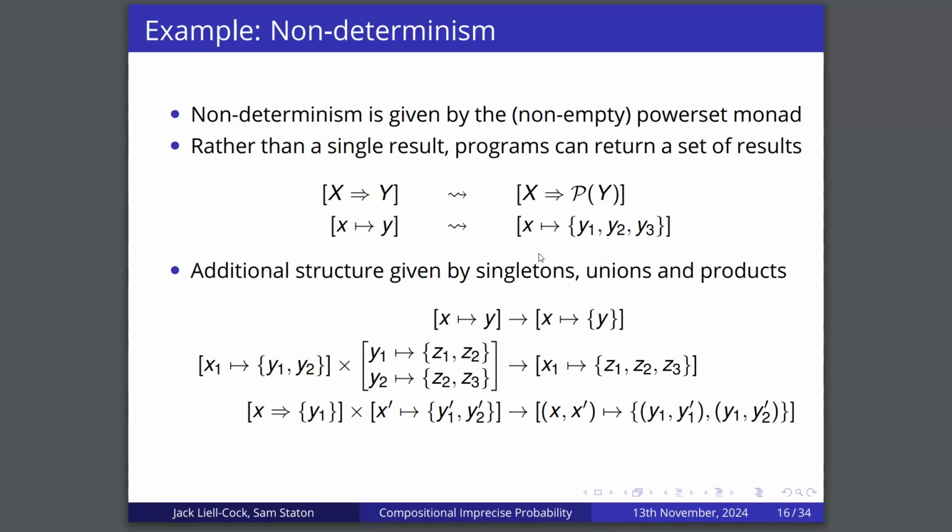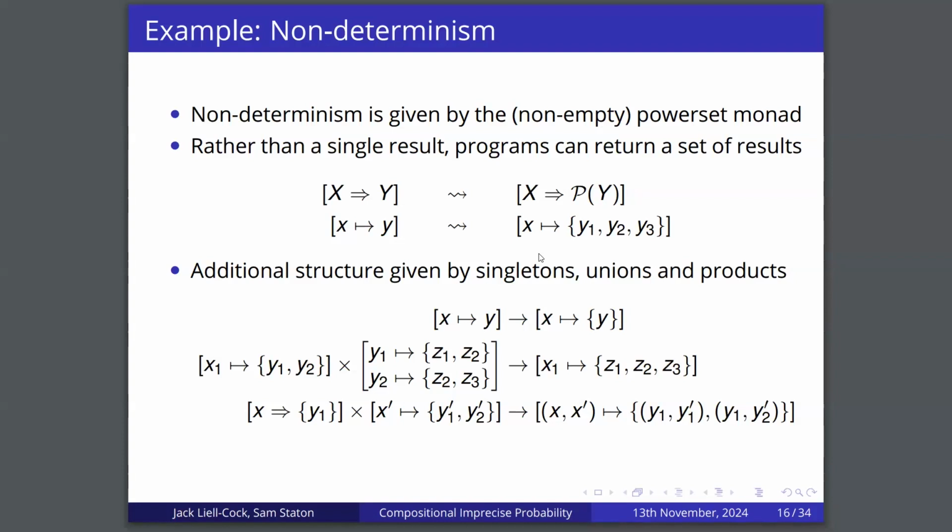Non-determinism we can think of as an effect where you're running a program and maybe you come across a choice where one choice is to go down this branch and one choice is to go down that branch. You can think of it as a random decision, or you can think of it as doing everything, so we want all possible outcomes. The way we would model this type of effect is with a power set. So instead of taking a single item, we take a set of results.